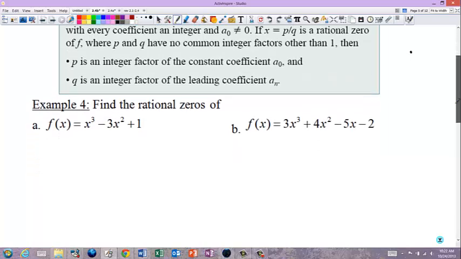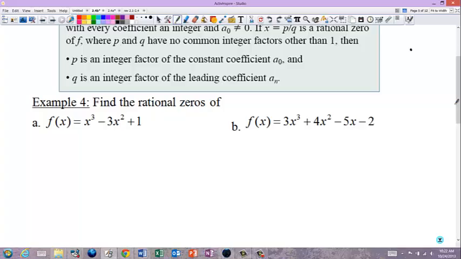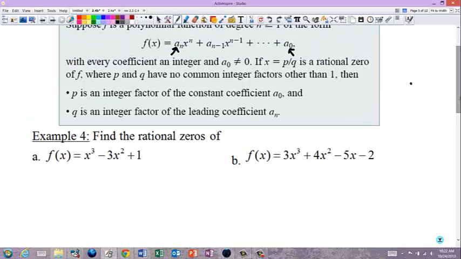Looking at it, it's just like, what? Actually q and then p. Yeah, the p's are the factors of a sub 0 and q is the factors of the leading coefficient. So p is going to come from the 1, so you're going to factor 1. The only factor of 1 is 1 times 1. Q is going to come from the front.